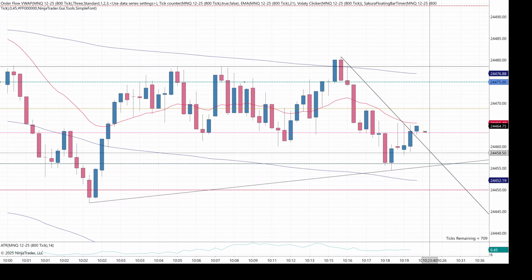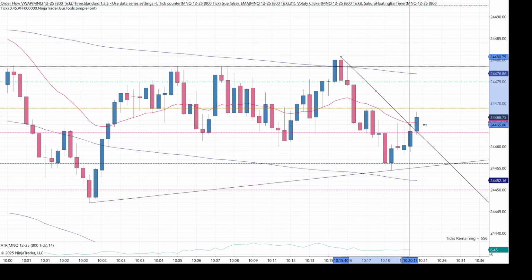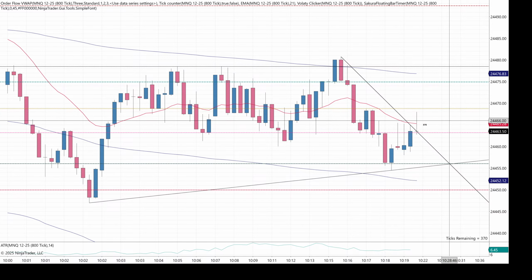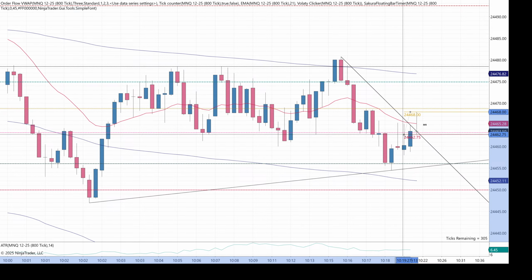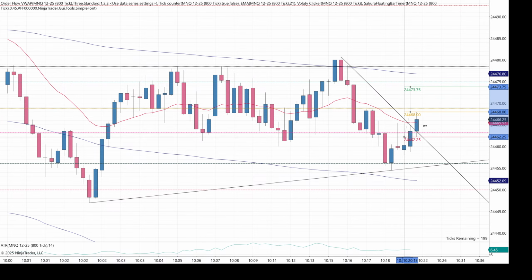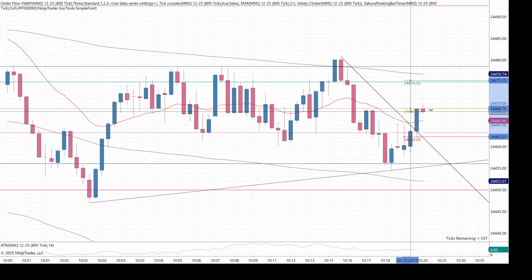Well, we got that 8 EMA in the way and the golden ruler. This is not looking like a good signal here anyway. Okay, we take it. We take it.